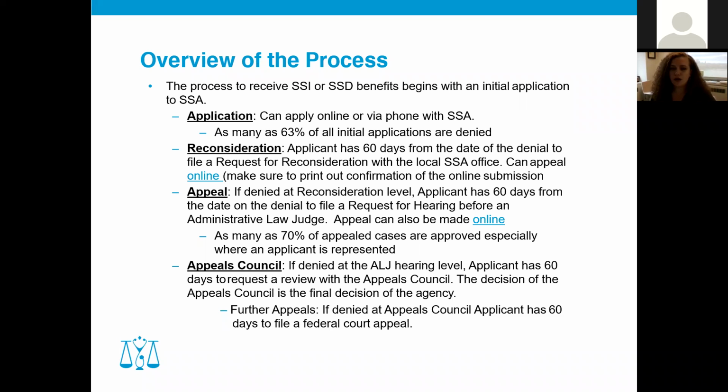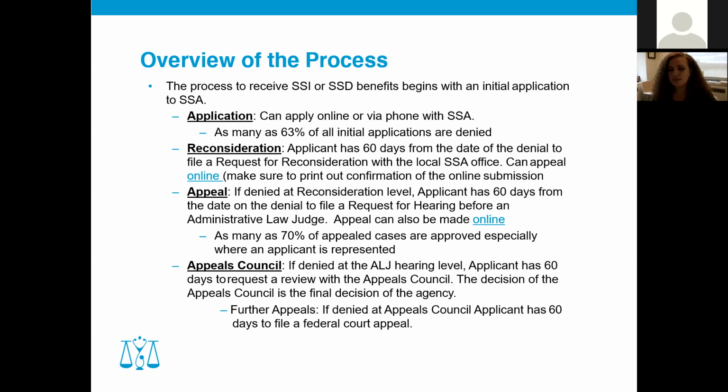Then a person can file a reconsideration. There are 60 days from the date of denial to request a reconsideration with the local Social Security office. It can also be done online. If the reconsideration is denied, then the applicant has 60 days from that date to file a request for hearing. And there will be a hearing before an administrative law judge, and that appeal can also be requested online.